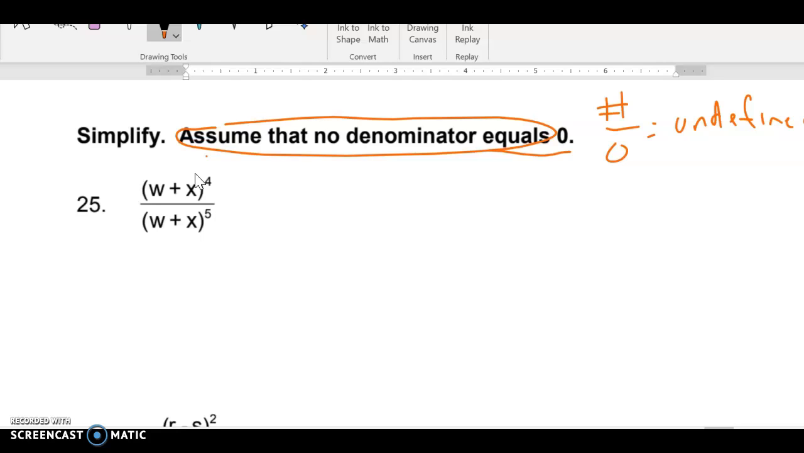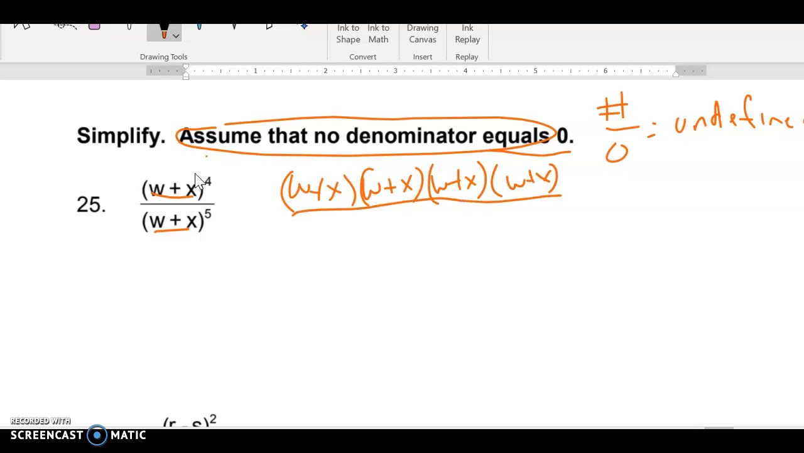25, 26, and 27 are related problems. This blob over that blob, so you have 4 blobs up top, and you can expand it out. When you expand it out, it helps in your thinking for the next problem.